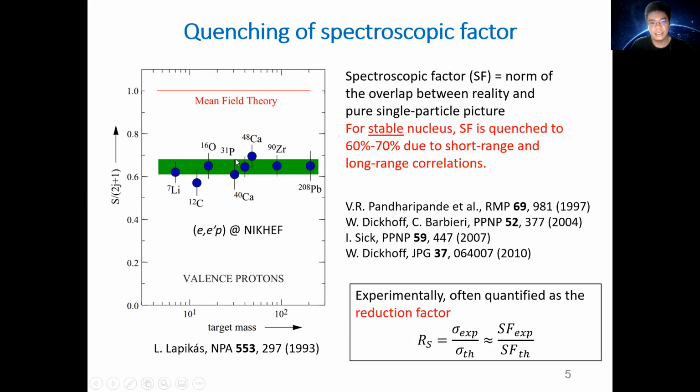And what he found is that for stable nuclei, the spectroscopic factor is usually quenched to around 60 to 70% due to some short-range and long-range correlations. So usually these days, in experimental studies, one of the most commonly used quantities is the reduction factor, defined here as the ratio between the experimental cross-sections and the theoretical cross-sections.